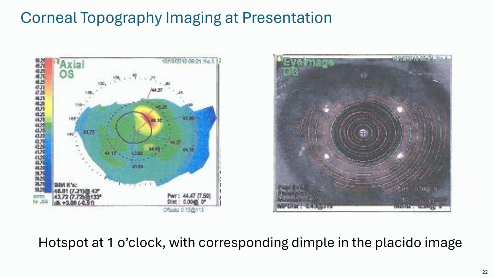When you look at his topography, this is really interesting. On the picture on the left, you can see while he has 3 diopters of astigmatism, oblique astigmatism, it's irregular. You have that hot spot at 1 o'clock. If you then look on the right at the placido images, in the corresponding location, there's a divot in the rings, so they're not completely circular, right in that same area where the hot spot is.